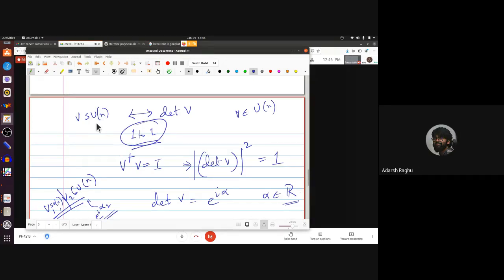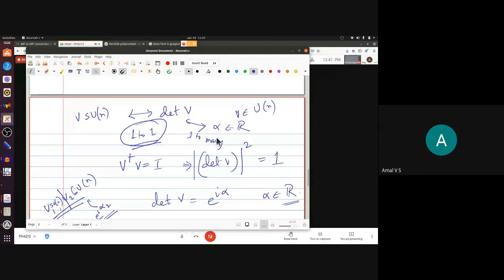By the way, the correspondence between this and det V is 1-to-1. No problem there. But the correspondence between det V and just the number alpha, which belongs to a real number, that is not 1-to-1. That's one to many. Many different alphas will give rise to the same det V, right? Is that okay? Yes or no?